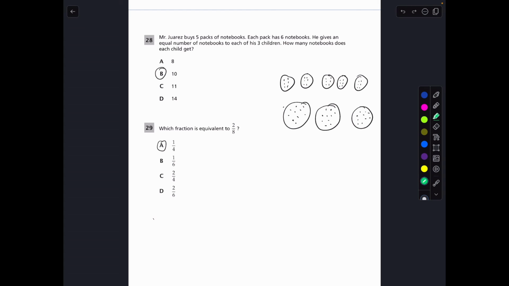Mr. Juarez buys 5 packs of notebooks. Each pack has 6 notebooks, and he gives an equal number to his kids. So in my story problem, 2 things are happening. He buys 6 packs of 5 notebooks, and then he shares all the notebooks with 3 kids.